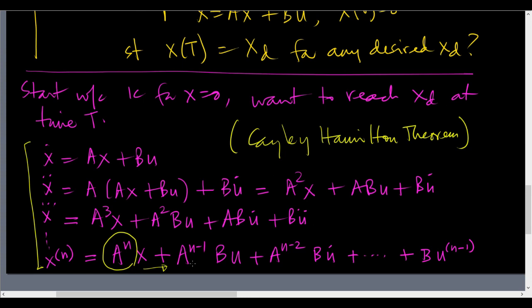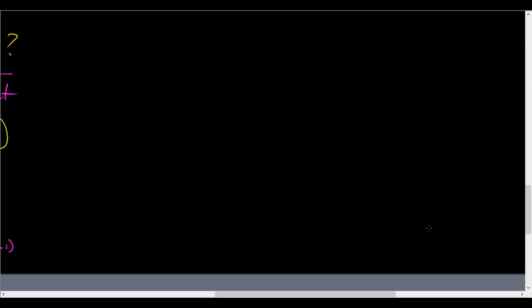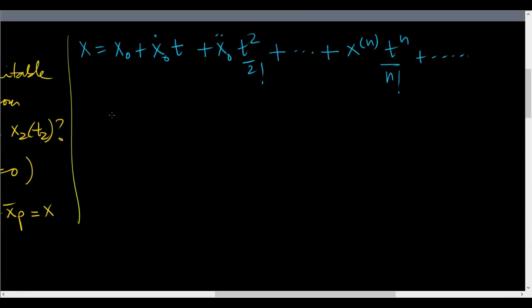So you will see this one, the initial condition is 0, right? So all that remains is this one here, and then this one here, and then this one here, and so on. And that is why what we have here is a to the n minus 1 b times some function of t.